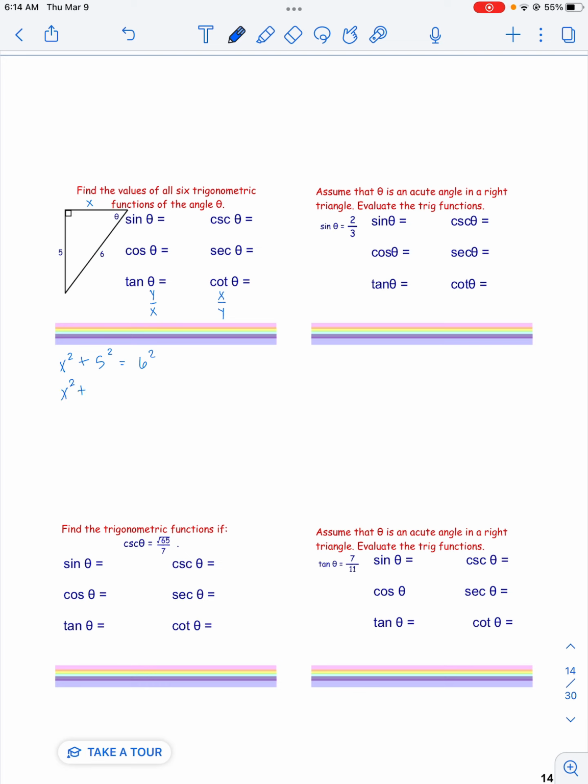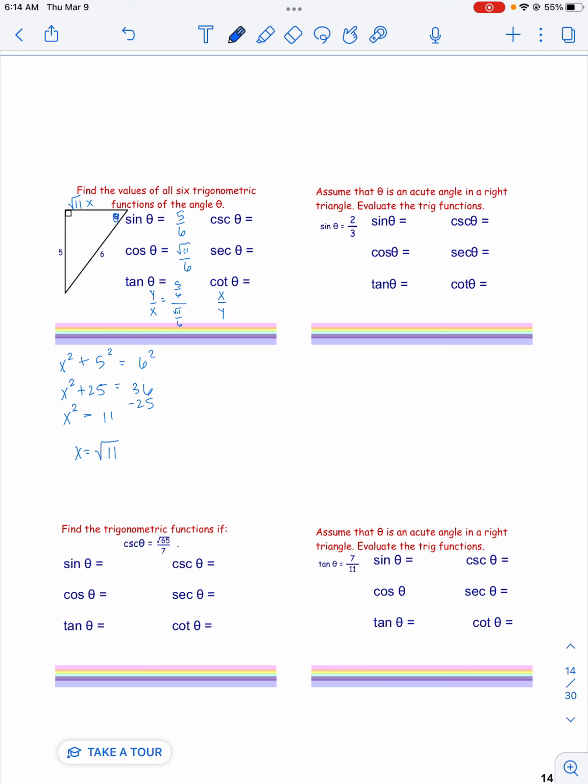So x squared plus 25 is going to be equal to 36. X squared is going to be equal to 36 minus 25, I believe that's 11. So x is going to be equal to the square root of 11. Okay, so now here's theta, my reference angle. I've got the square root of 11 here for this leg. The sine of this is 5 over the hypotenuse, so it's going to be 5 over 6. The cosine is the square root of 11 over 6, and the tangent is 5 over 6 over square root of 11 over 6.